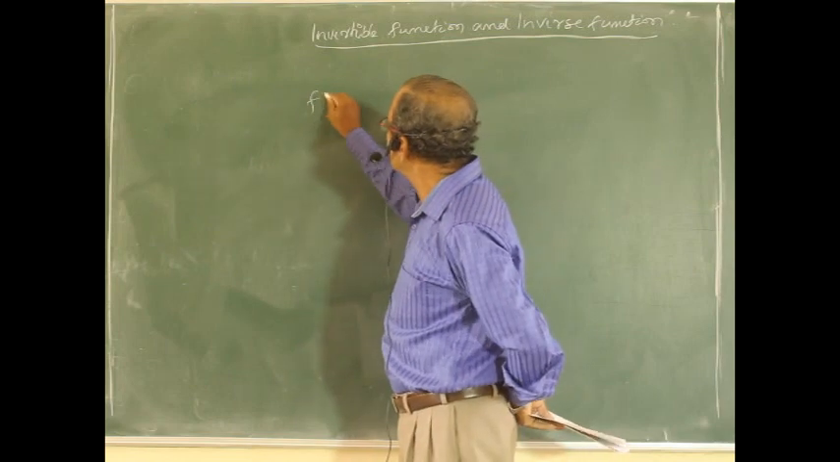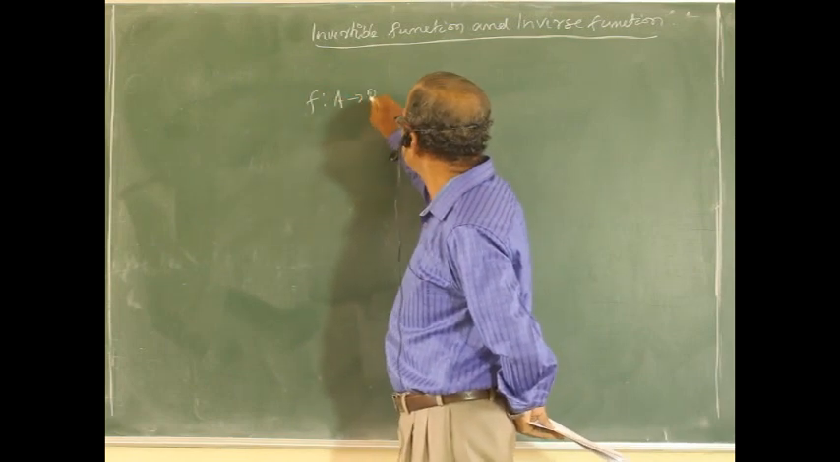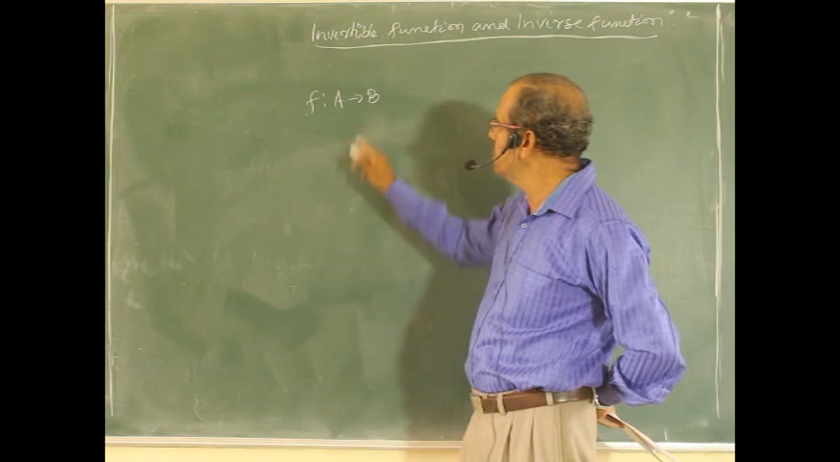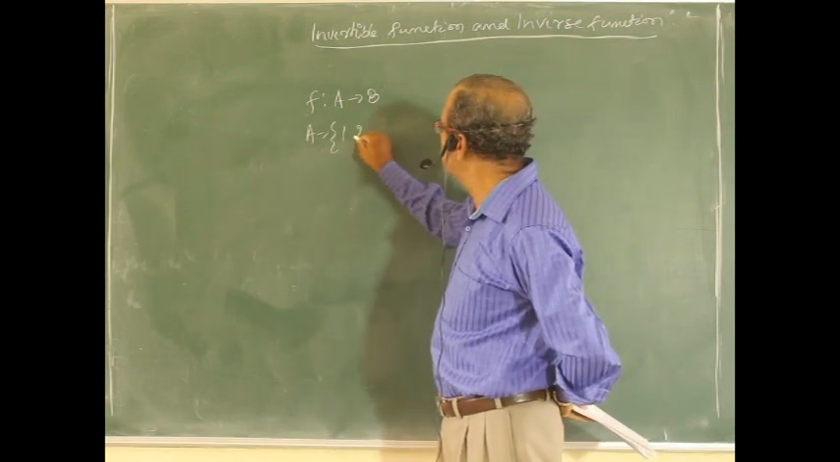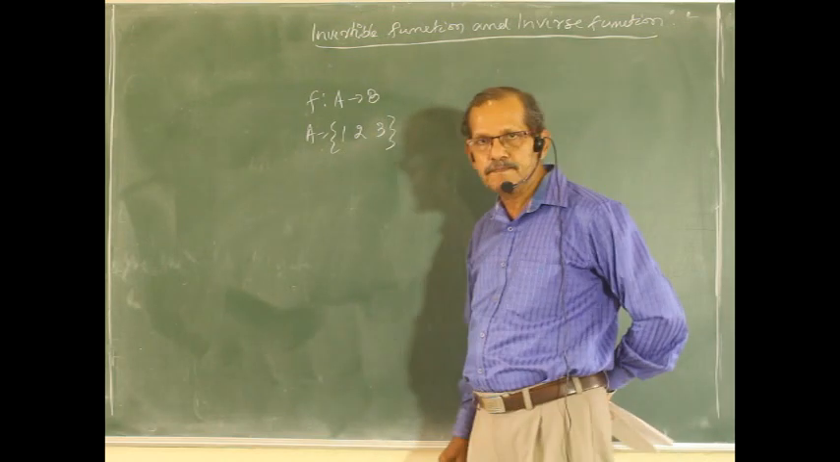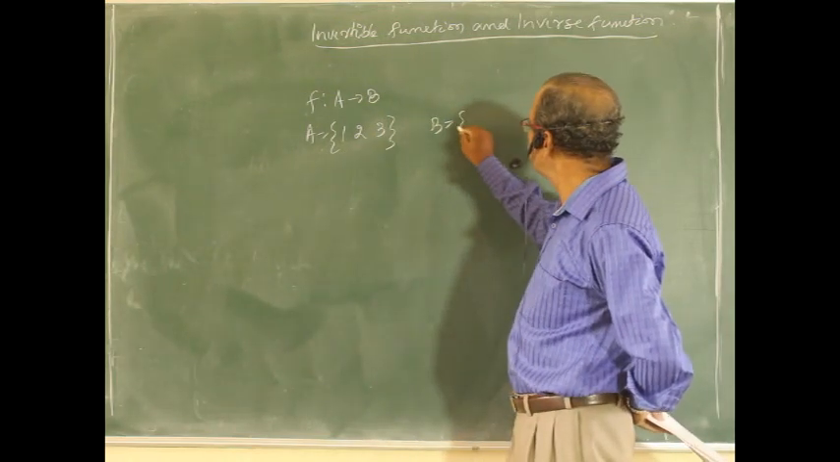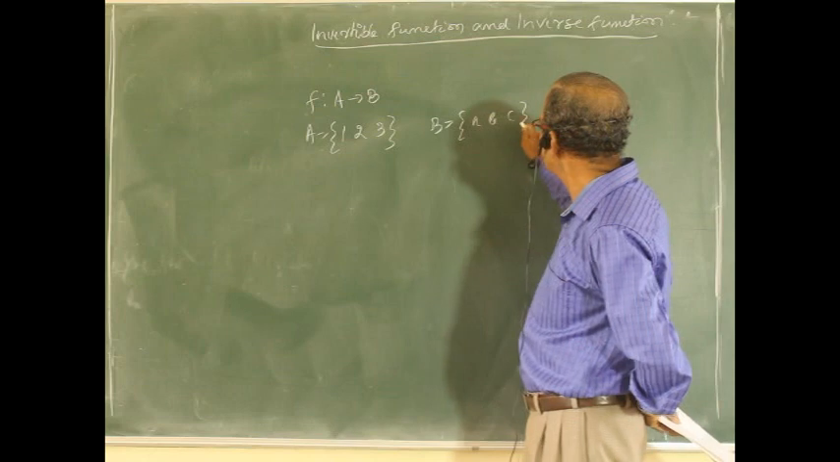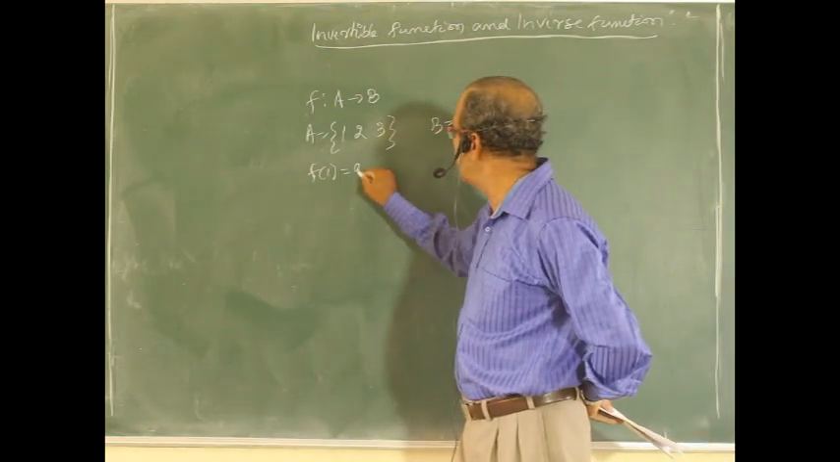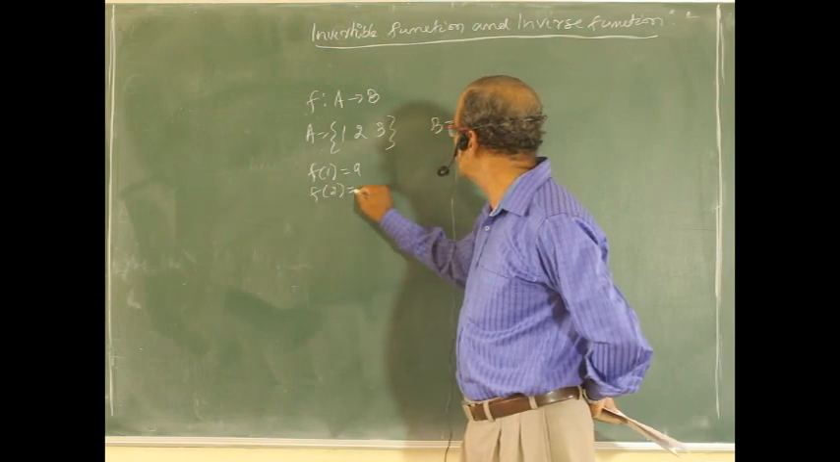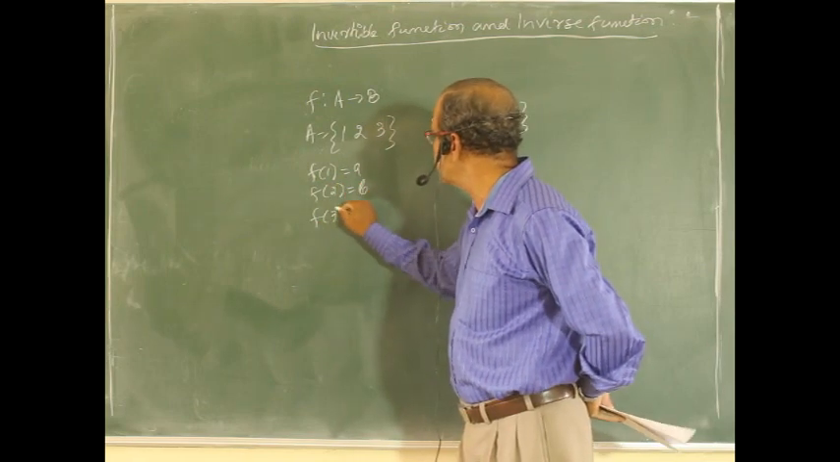Now, f is a function from A to B, where A is {1, 2, 3}. Let me take an example. B is {a, b, c}. F of 1 is a, f of 2 is b, f of 3 is c.